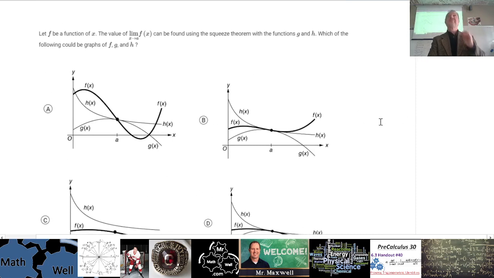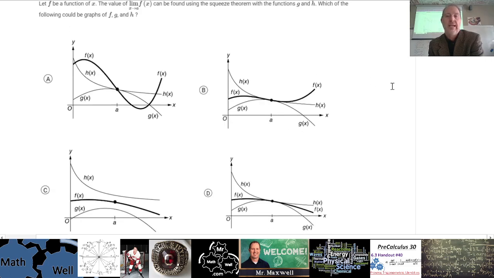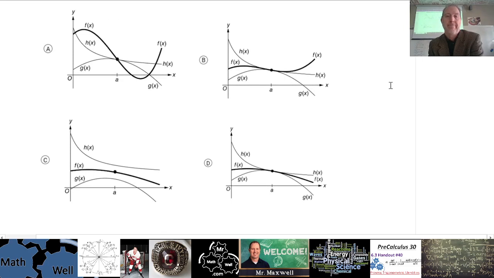Okay, let's take a look at this right here. Let f be a function of x. The value of the limit of f of x as x approaches a can be found using the squeeze theorem with g and h. Which of the following graphs could be graphs of f, g, and h? So the squeeze theorem applies to f of x. Which ones could be f, g, and h of these 4? That's a B, doesn't it? All right. So you're saying D. Okay. Why did you say D?